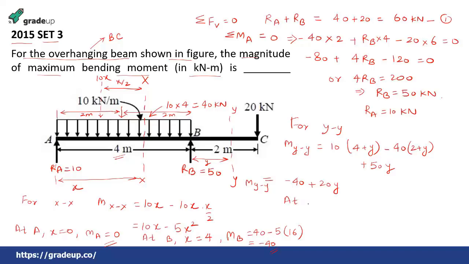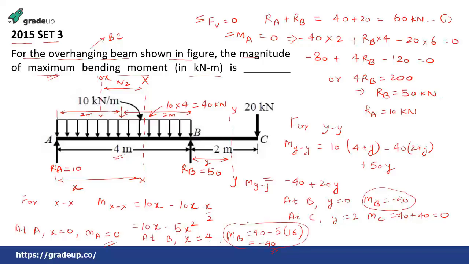So at B, which means at y equal to 0, the moment at B will be equal to minus 40, and at C, at y equal to 2, the moment at C will be equal to minus 40 plus 40, which equals 0. So from here you can see that the maximum bending moment occurs at B, which is equal to minus 40.